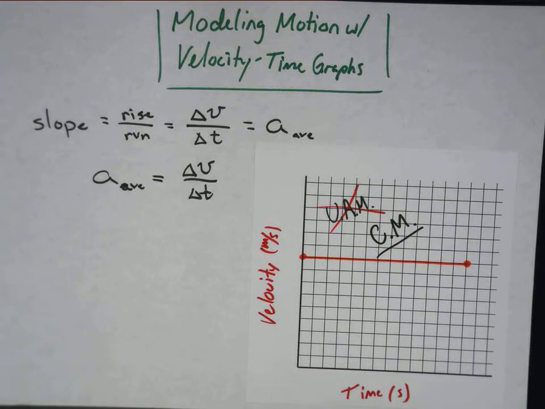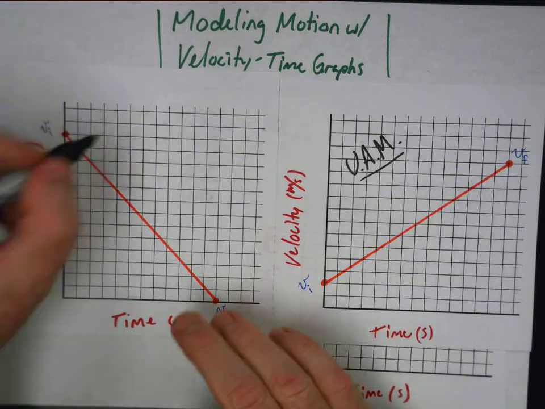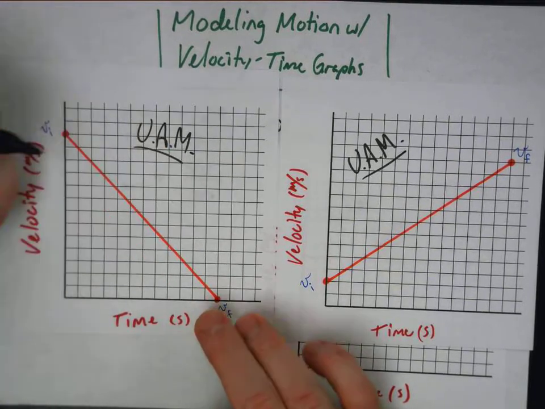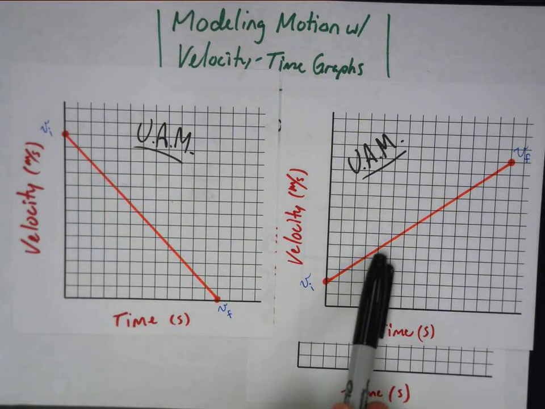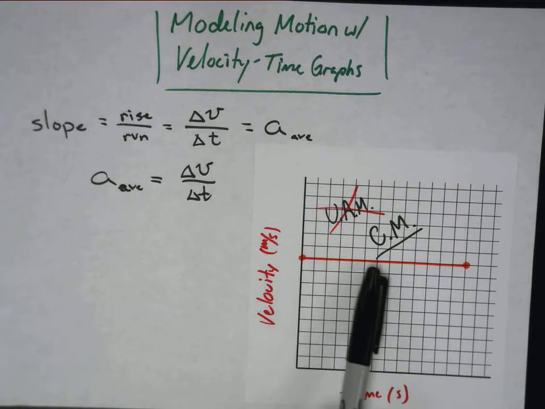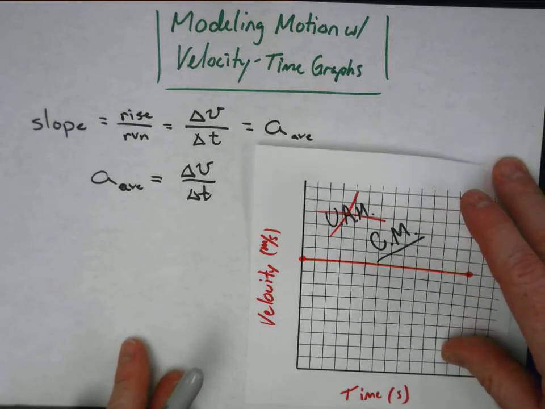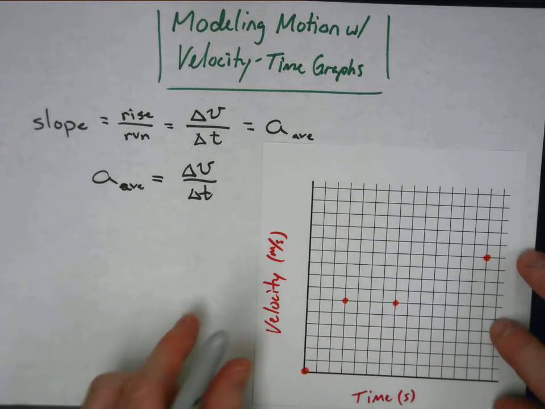So we can see on velocity time graphs examples of uniformly accelerated motion. Oh, I didn't label this one, did I? This is also UAM, because the change is smooth and continuous. But no change, so constant motion. Cool. Well, how about non-constant motion? What might that look like? It might look like something like this.